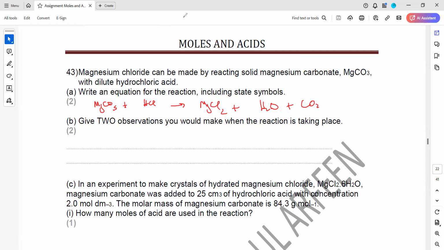So the equation must be balanced. So we put 2 here. Now the rest are balanced. Then 2 observations when this reaction happens, and we have to include the state symbols. Most chlorides are soluble except silver, mercury, and lead. All acids and alkalis are aqueous. Most carbonates are insoluble. So there will be fizz, bubbles, effervescence. And the second thing is the solid dissolves.